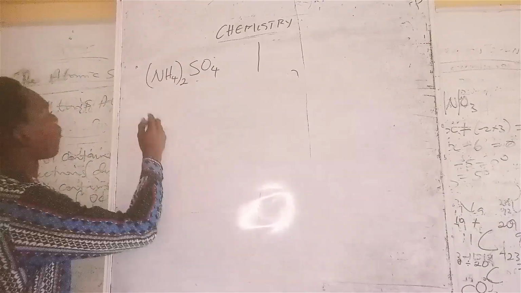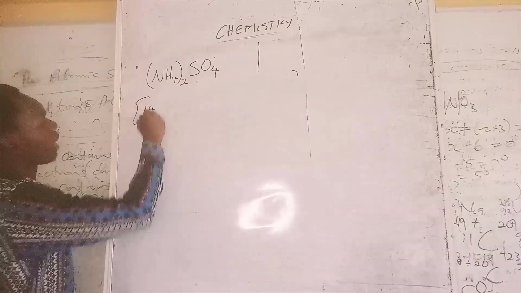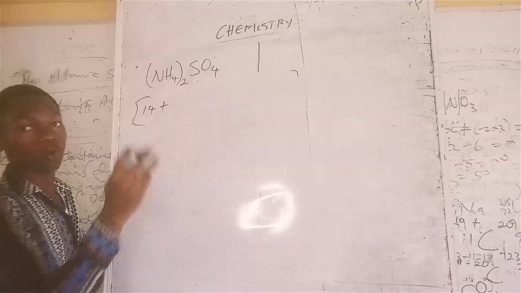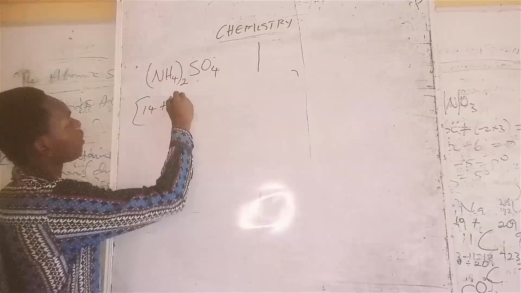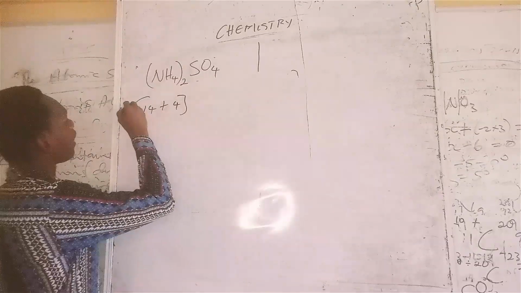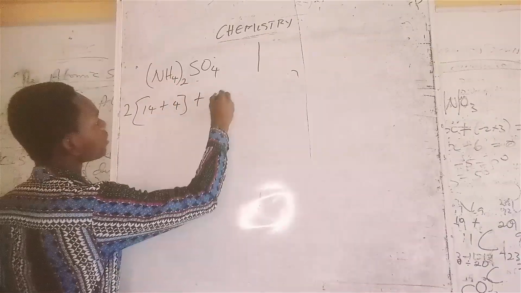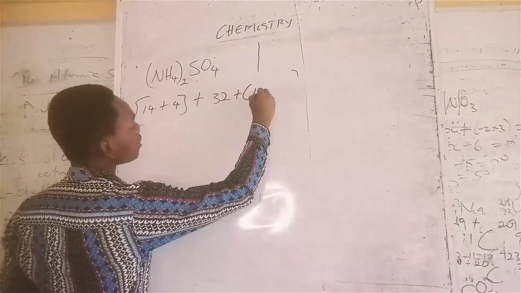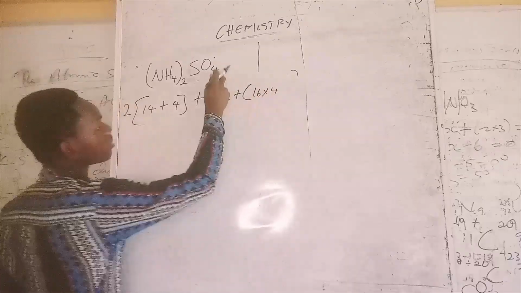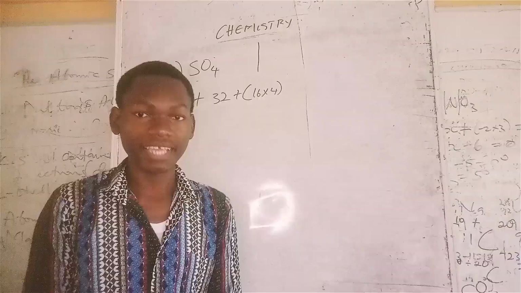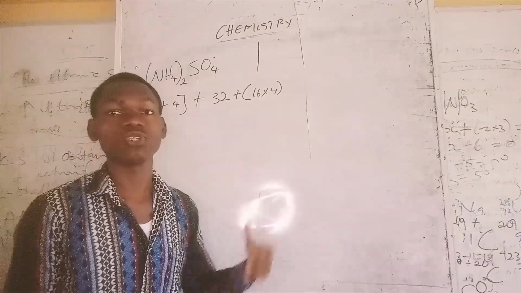The mass for nitrogen, we are given, is 14, plus hydrogen, which is 1 times 4, which is 4, all multiplied by 2 because of this 2 here, plus sulfur, which is 32, plus oxygen 16 times 4 because oxygen is appearing 4 times. Now we've identified their mass numbers in respect to the number of atoms.